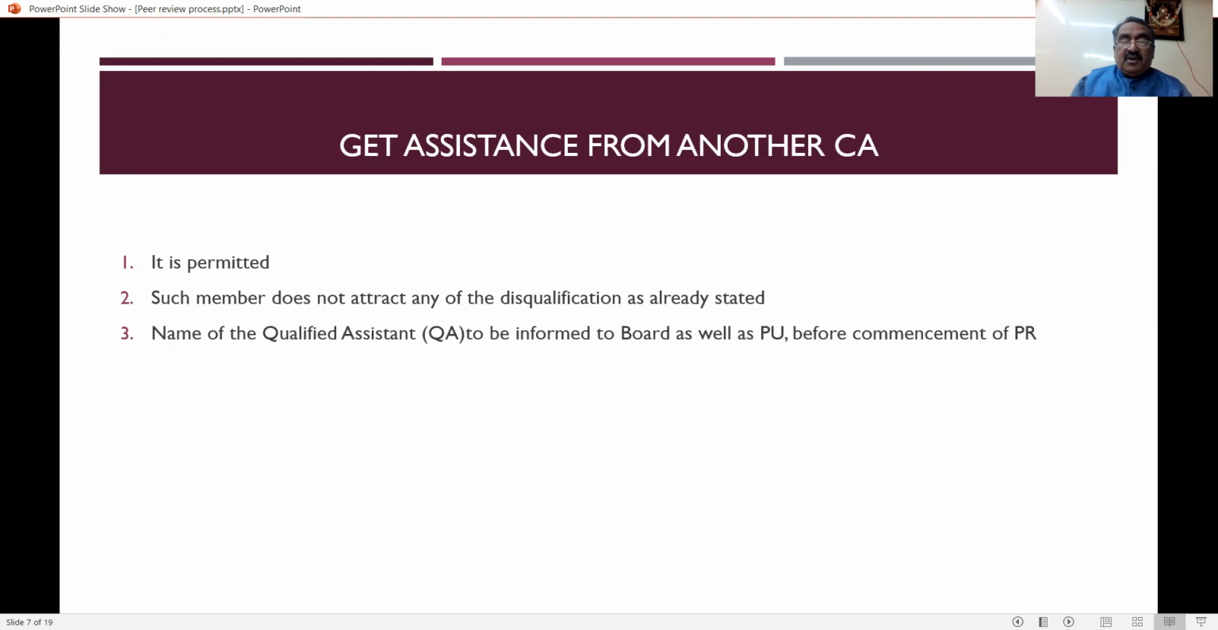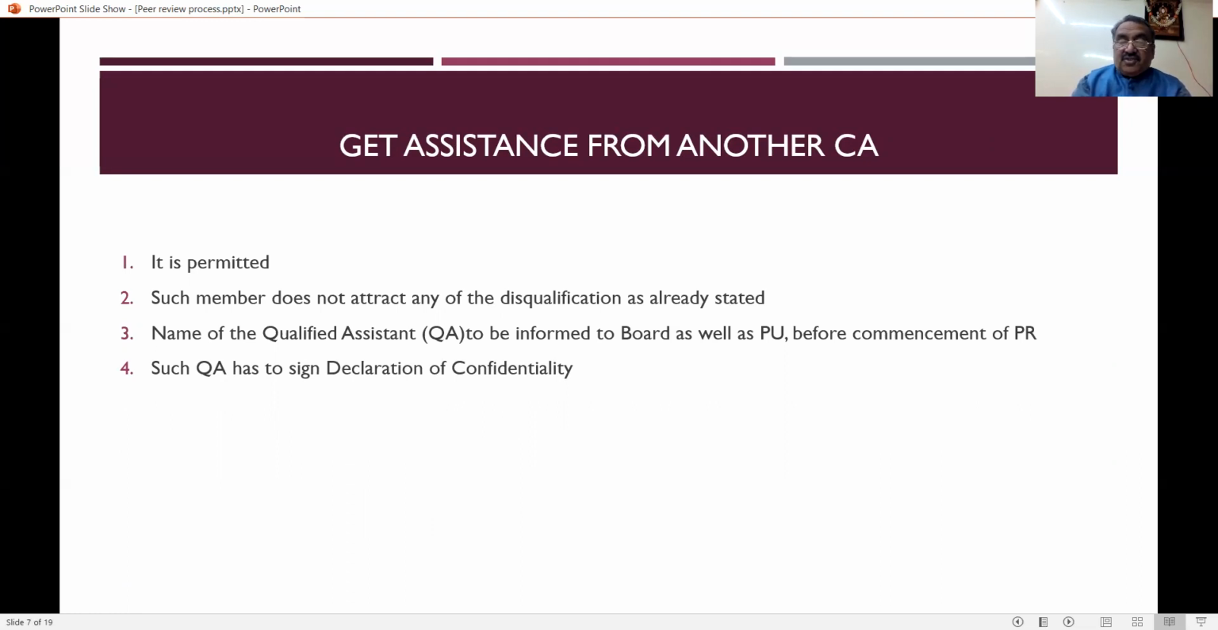And name of the qualified assistant. Here the qualified assistant is a CA. And whom you are going to appoint has to be informed to the board as well as to the practice unit, because he is going to represent me. So this you have to give before the commencement of peer review, and that means during peer review you are not allowed to get the assistant from another CA.